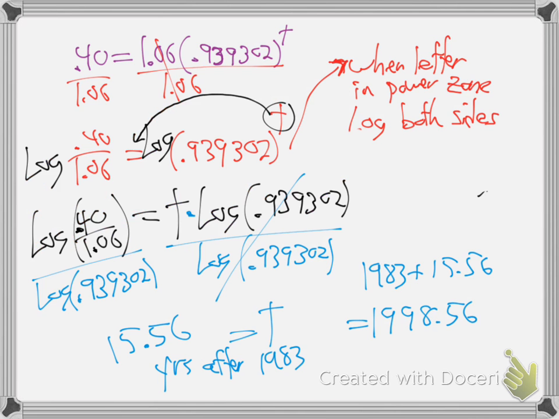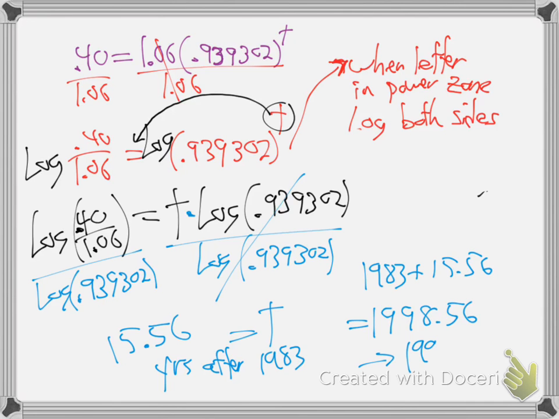Now you might say, should I round that up? No, because 0.5 means halfway through. 1998 would be the beginning of the year, like January, and 0.5 would be halfway through, like June. So it's still in the year 1998. We don't want to round that up. It's not in the year 1999. That's just halfway through the year 98.